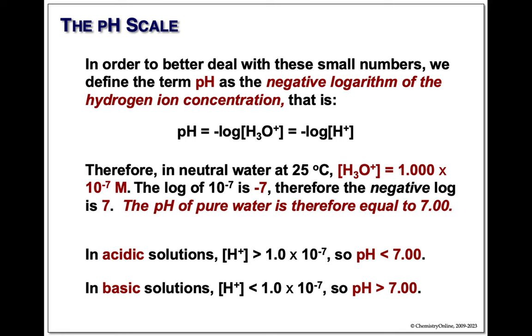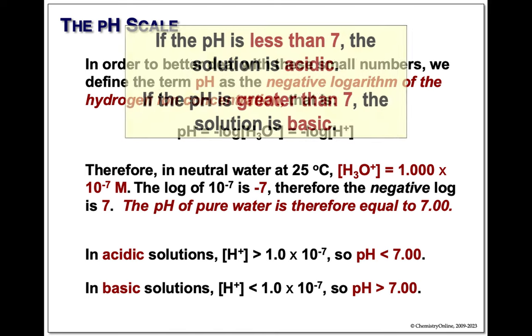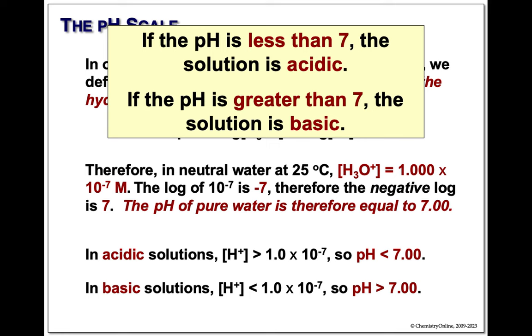pH 7. If your solution is acidic, the pH will be less than 7. If the solution is basic, the pH will be over 7. And if it's exactly neutral, it will be 7. This is worth remembering. The pH is less than 7, it's acidic. Greater than 7, it's basic.